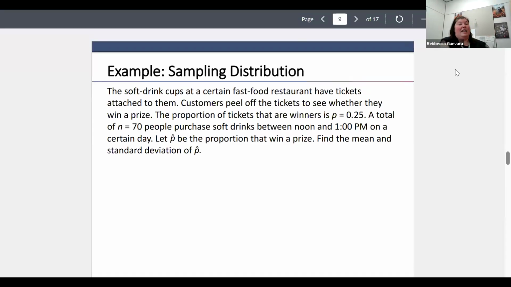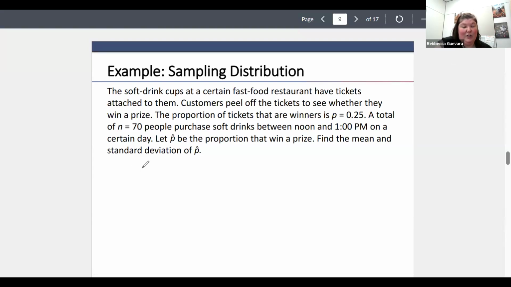The soft drink cups at a certain fast food restaurant have tickets attached to them. Customers peel off the tickets to see whether they win a prize. I'm not even sure if they do this anymore. The proportion of tickets that are winners is 0.25, so 1/4 of the cups should have a winning ticket. A total of 70 people purchase soft drinks between noon and 1 p.m. on a certain day. Let P be the proportion that win a prize. We want to find the mean and standard deviation of all my P hats.